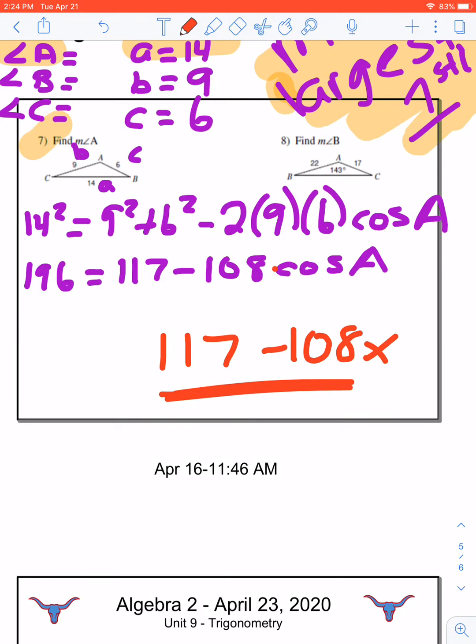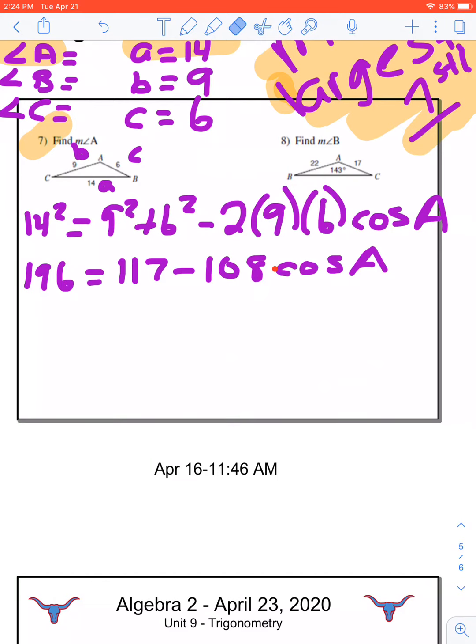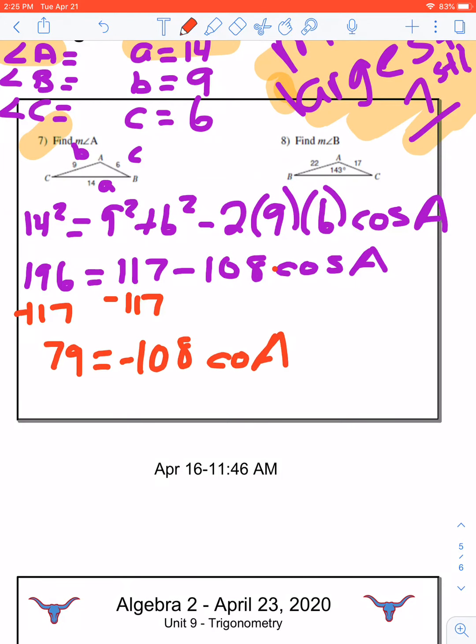We would move the 117 and then divide by the 108. That's exactly what you're going to do here. So I'm going to move the 117. So I do 196 minus 117, and I'm left with 79 equals negative 108 cosine of angle A. Now I'm going to divide by negative 108.